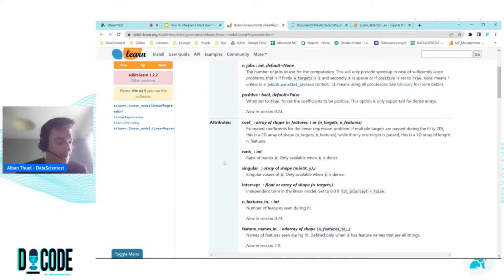So for example, if you have two inputs like x1 and x2, and one output y, linear regression will try to predict y with a linear combination of x1 and x2. So you will have two coefficients predicted, let's say a and b, and you will optimize a and b so that a times x1 plus b times x2 will be close to y.